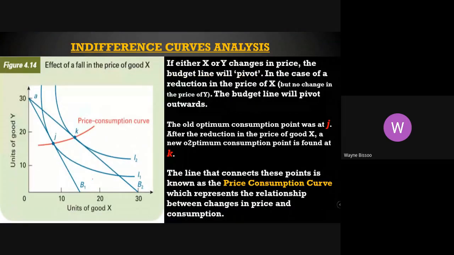So they did a simpler version here by only doing one shift, and they connected 2 points, and it's the same price consumption curve, and that price consumption curve connects those 2 points, and it represents the relationship between changes in price and changes in consumption. All right, so far so good.